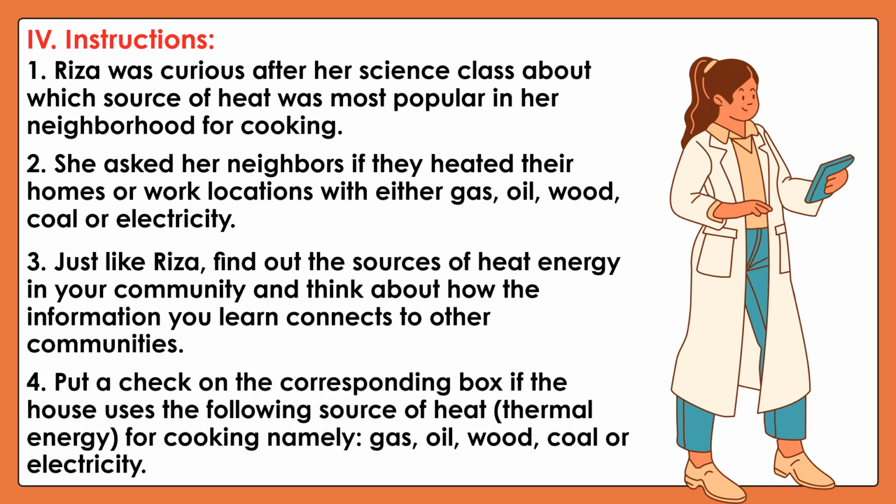And number 4, put a check on the corresponding box if the house uses the following source of heat: thermal energy for cooking, namely gas, oil, wood, coal, or electricity.